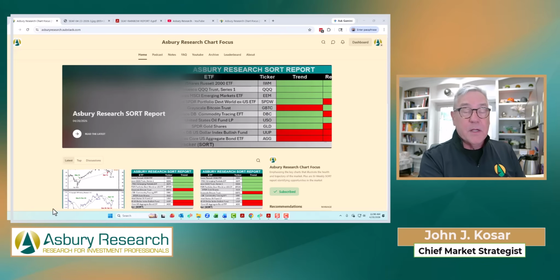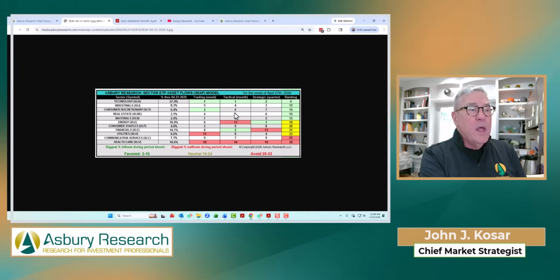Let's just spend a couple of minutes talking about the SEAF model itself if you're not familiar with it. The first version of this was probably 7 or 8 years ago, and we started to measure the velocity of money. We built an algorithm that measures the velocity of money moving around the 11 sector spiders, which together are the S&P 500, in 3 different time frames. We have trading, week, tactical, month, and strategic, quarter.